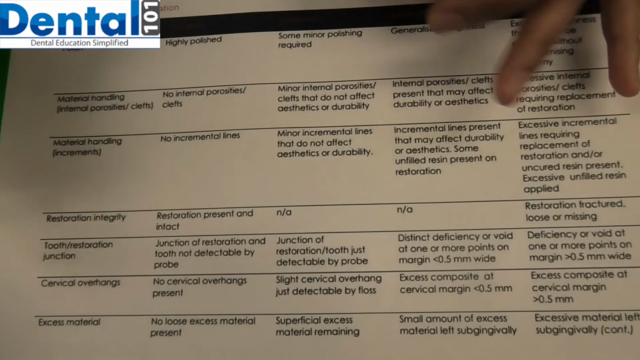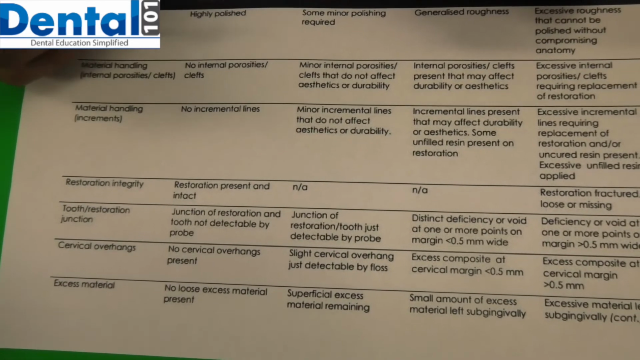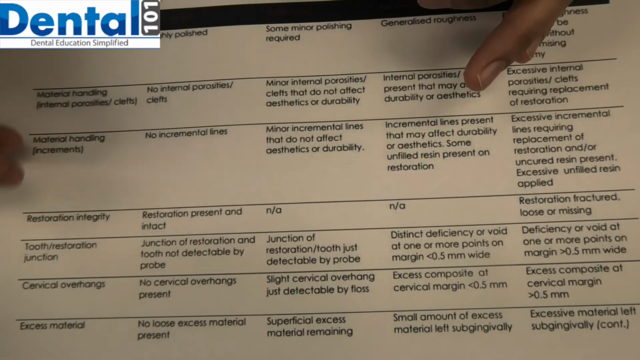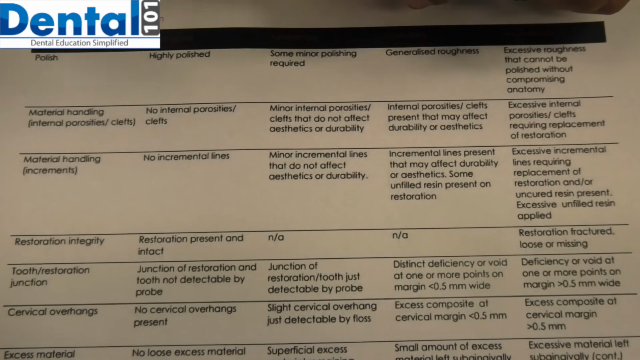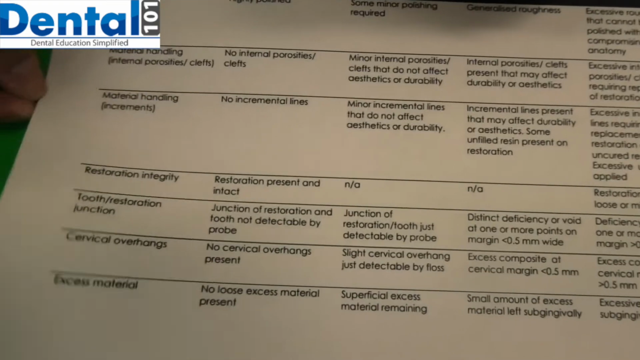For this, there are only two points. If your restoration is present and intact, then it will come under very good. If it is fractured or loose or missing, then it will come under unsatisfactory. My restoration is intact and present, so it comes under the very good rubric.